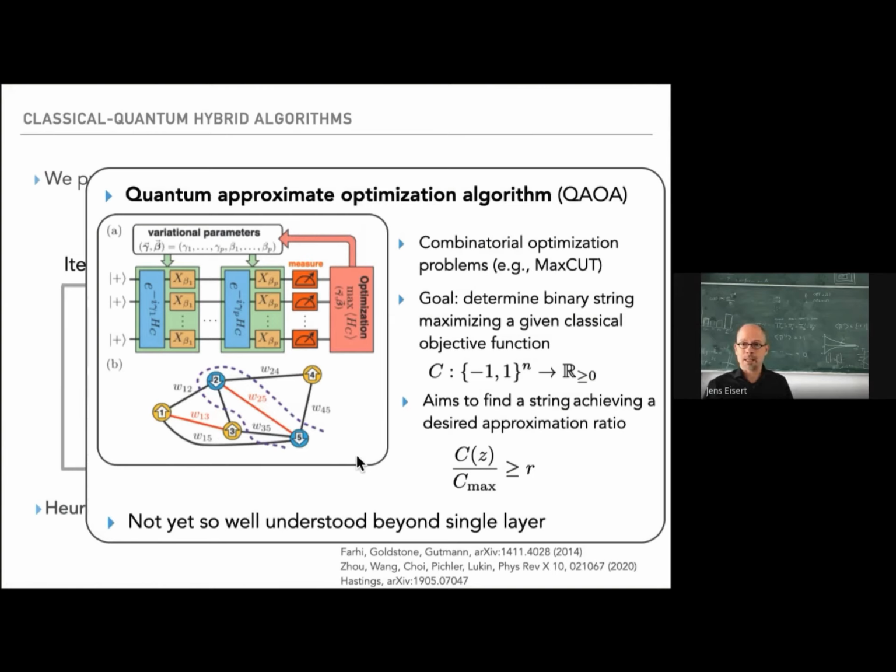I think Jakob has said something about this. It's not so well understood beyond a single layer, although that would be important. Single layers are pretty well understood, but they're also not so powerful. There's an increasing body of heuristic literature on this. There's also very cute, exciting, rigorous steps.